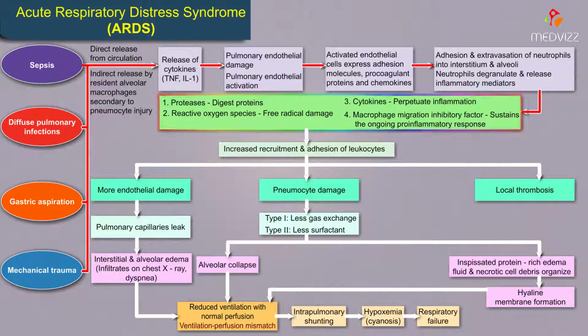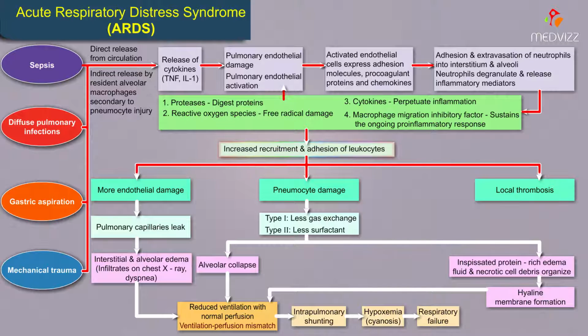Cytokines perpetuate the inflammation, and macrophage migration inhibitory factor, MIF, sustains the ongoing pro-inflammatory response. These four mechanisms then again trigger pulmonary endothelial damage and pulmonary endothelial activation, and the cycle continues. Once these have been released, they trigger increased recruitment and adhesion of leukocytes. This mechanism then leads to three conditions.